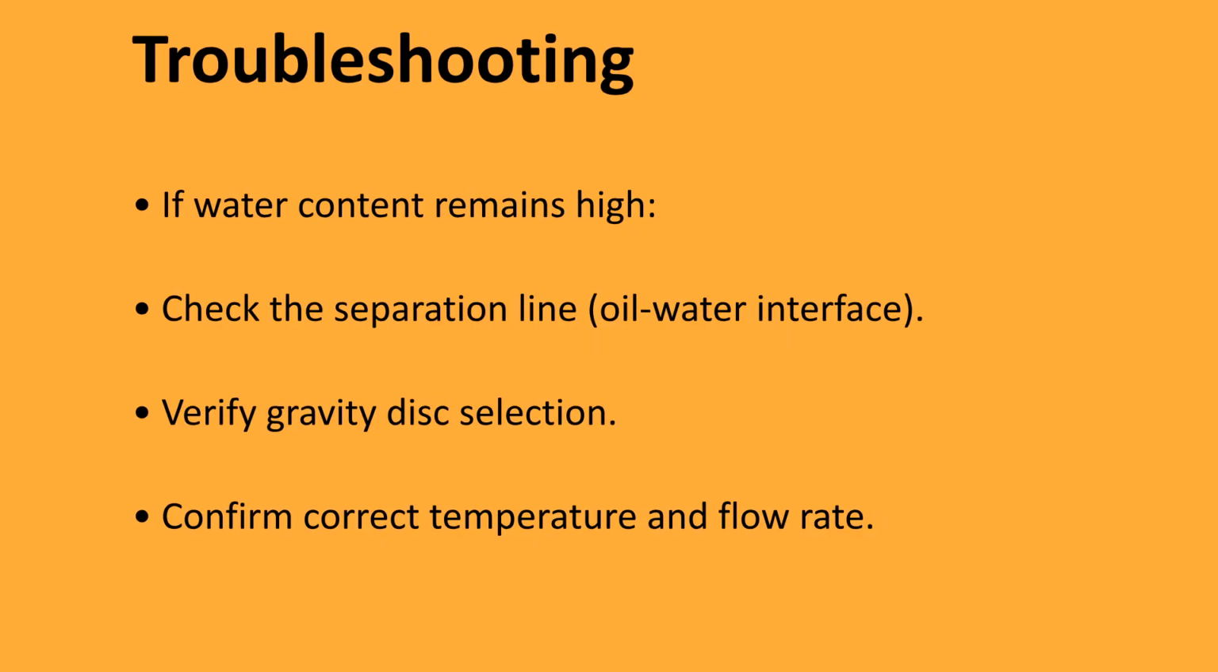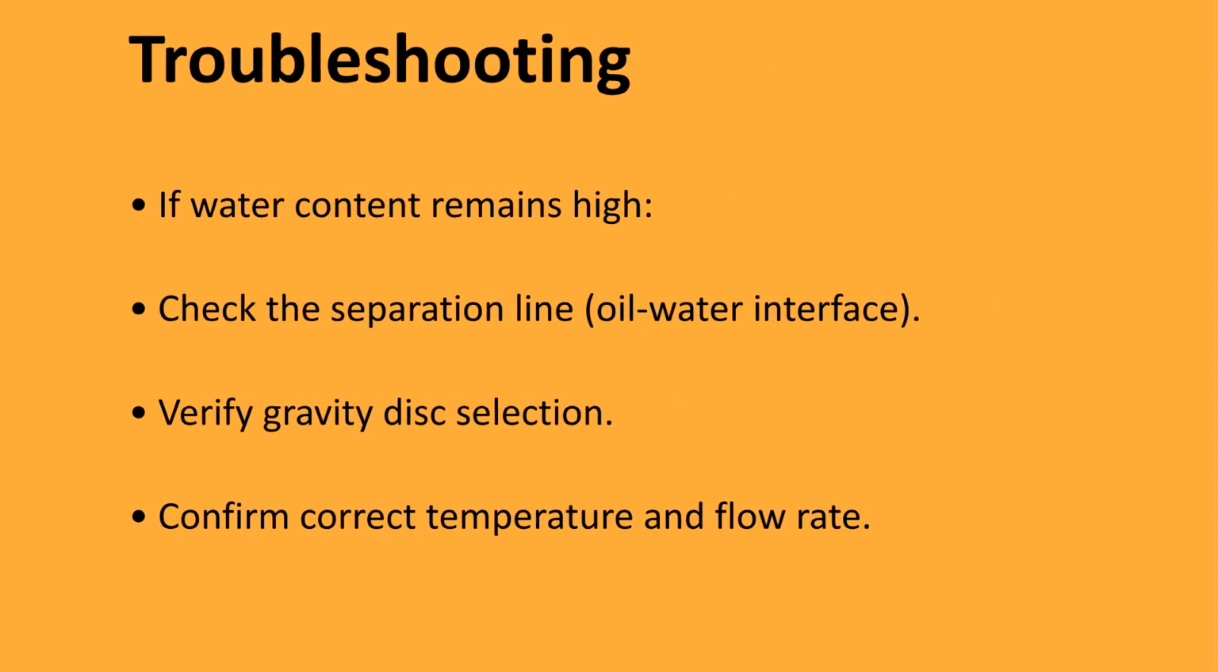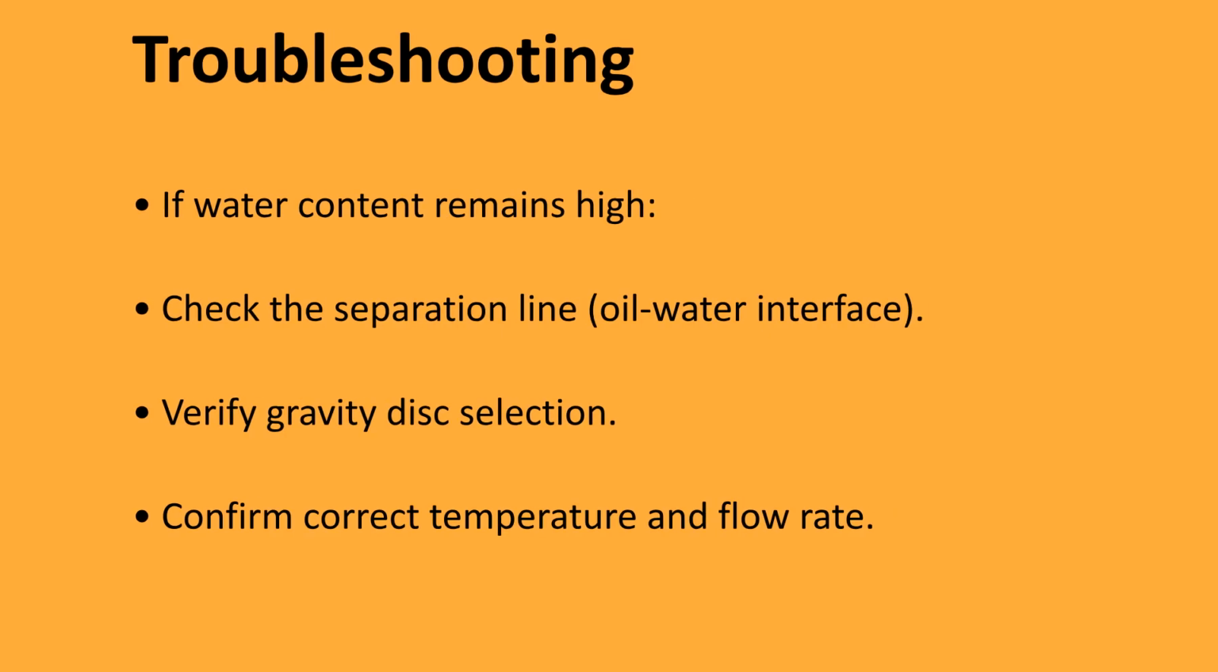If you experience high water content, start by checking the oil-water interface, also known as the separation line. Next, verify that your gravity disk selection is correct for the specific oil and operating conditions. Confirm that both the system temperature and flow rate are set to the required operating parameters. Troubleshooting high water content requires a systematic approach to each of these variables.